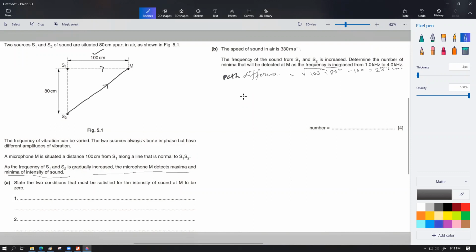That's pretty simple. But there is not a single formula that can give you the number of minima that will be detected at M. You have to find this by trial and error. Now, what does trial and error essentially imply? What does that actually mean? Let's have a look at this one. I'm going to do multiple steps of calculation over here to make sense with you.